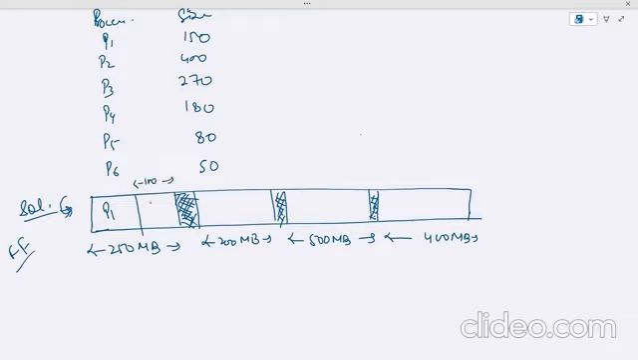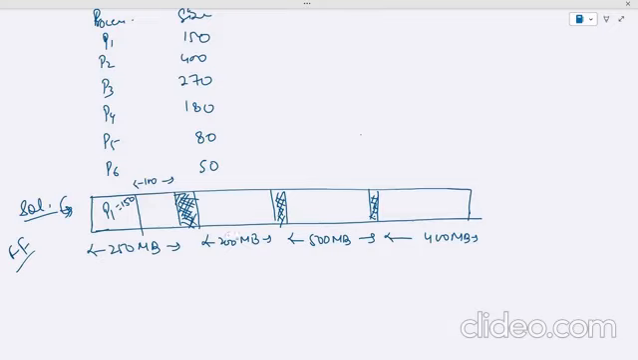100 MB of space is left, because P1 occupied 150. Now the P2 process starts from the beginning. Here 100 MB of space is left. Can P2 get this space? The answer is no. P2 needs 400 MB and we have only 100. Definitely not. P2 cannot get this space.